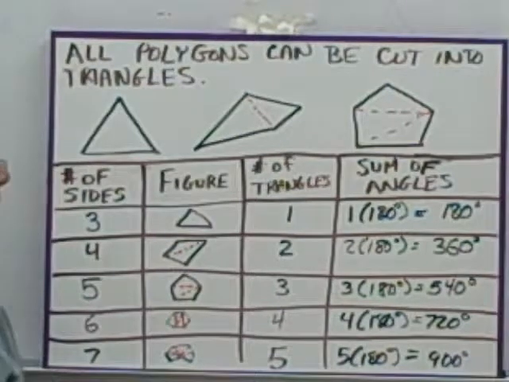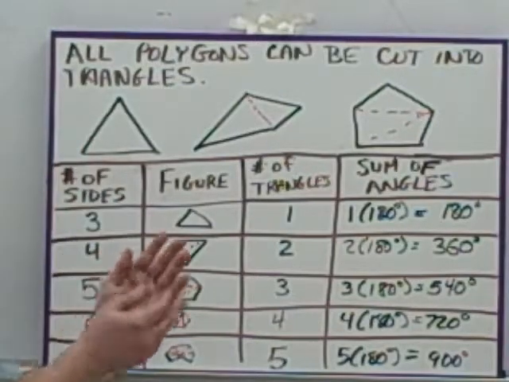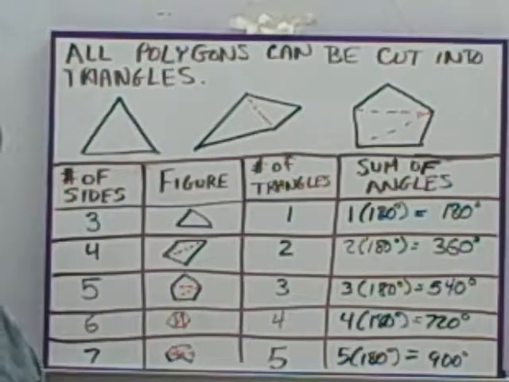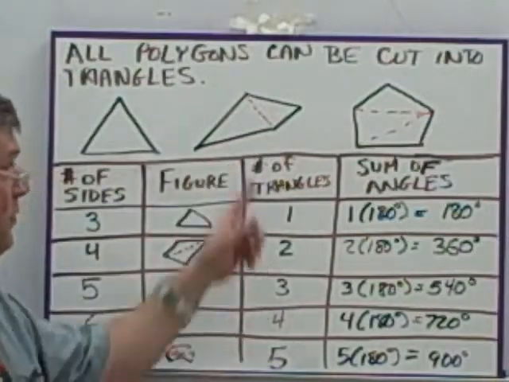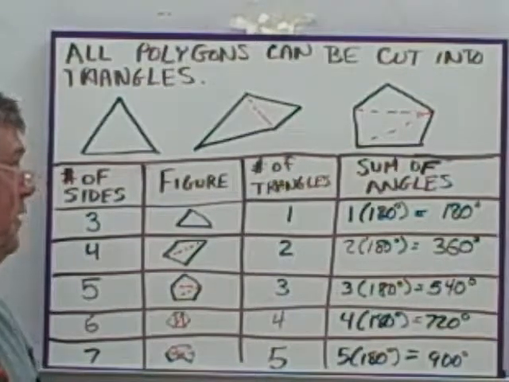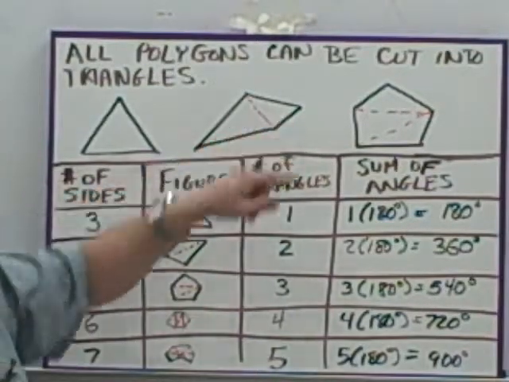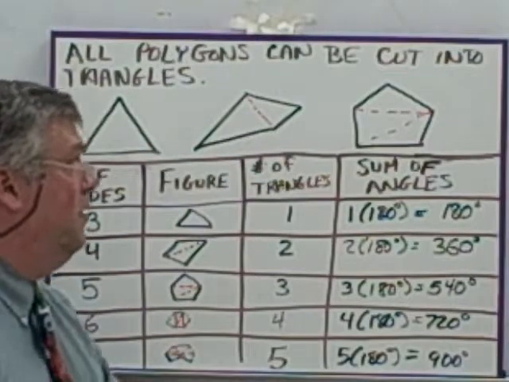All polygons can be cut into triangles. Now you'll remember when I did the triangle video, we ripped off the corners and we put the 3 corners together and they all added up to a straight line, 180 degrees. So we know there are 180 degrees in a triangle. Quadrilaterals can be cut to form two triangles. They had a total of 2 times 180, 360 degrees.